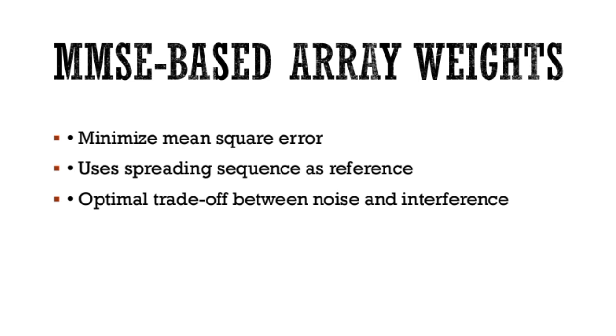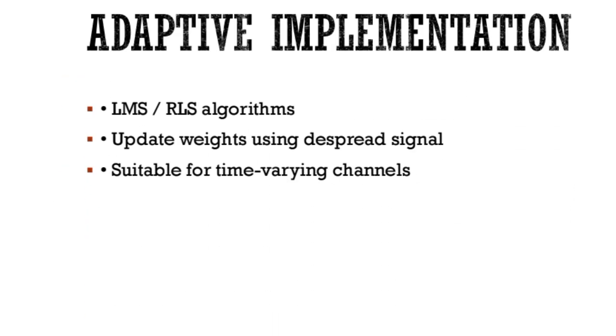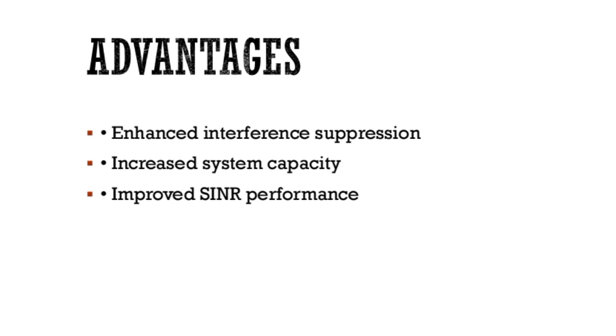The next thing is we need to minimize the mean square error. For that we use the spreading sequence as reference, and you also have to find the optimal trade-off between noise and interference. How to implement this adaptively using the spread spectrum method: first we need to develop either the LMS algorithm or the RLS algorithm, and you have to update using this spread signal, which is suitable for time varying channels.